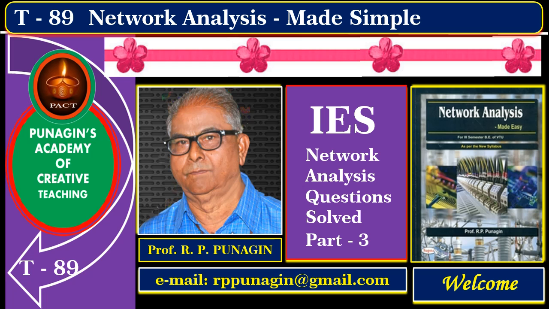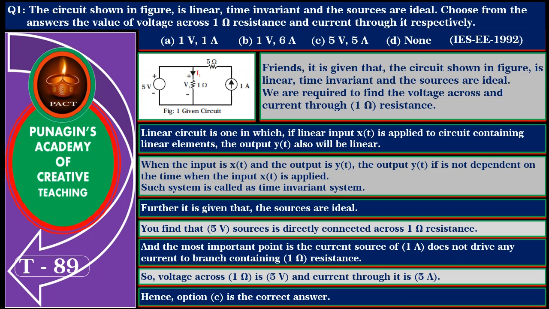In this tutorial, we shall solve the questions on network solutions from IES examination. Friends, it is given that the circuit shown in figure is linear, time invariant, and the sources are ideal. We are required to find the voltage across and the current through 1 ohm resistance.